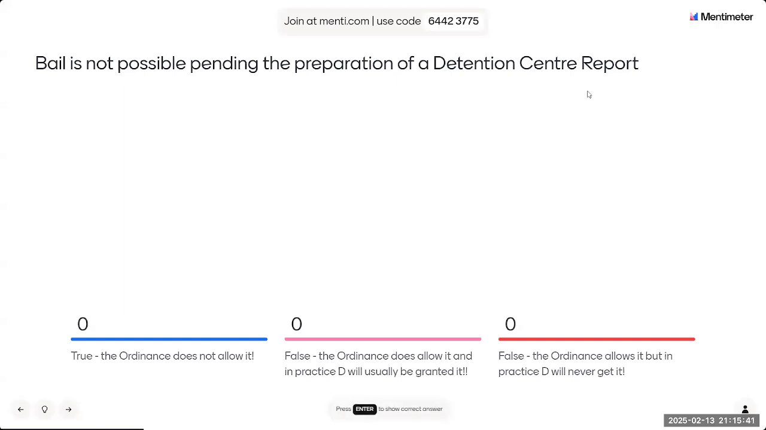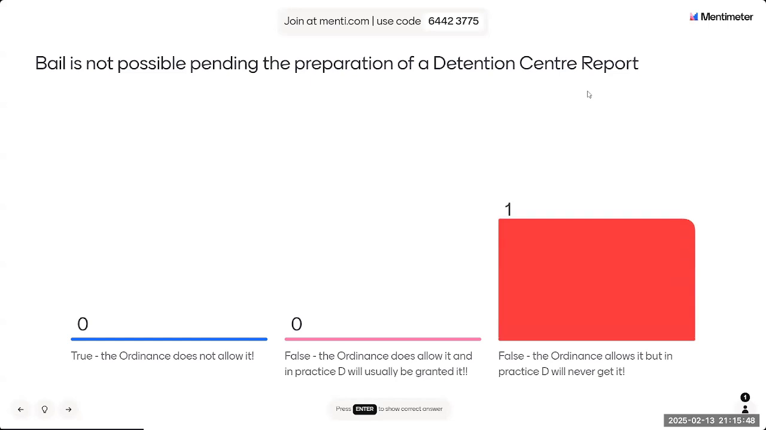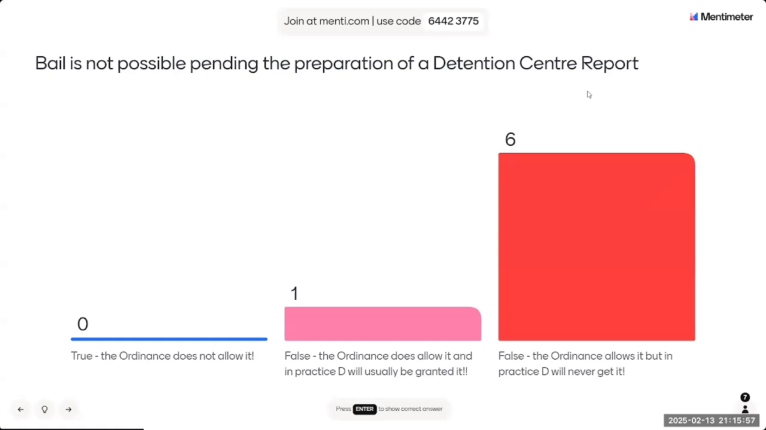Bail is not possible pending the preparation of a DC report. True, the ordinance does not allow it. False, the ordinance does allow it, and in practice, the defendant will usually be granted it. False, the ordinance allows it, but in practice, defendant will never get it.